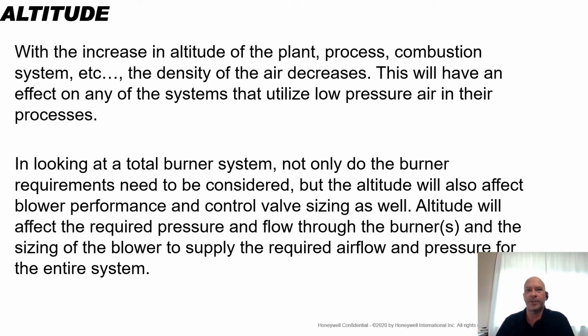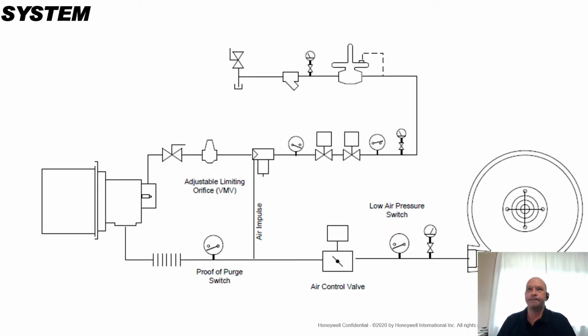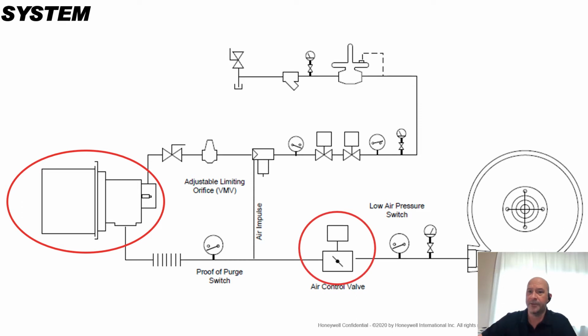When you look at a total burner system, not only does the burner need to be considered, but the altitude is also going to affect the blower performance, the valve sizing, and maybe pipe sizing in the system, possibly depending on what the altitude and the volume is. So the sizing of that blower, maybe even the burner, depending on how much airflow has to go through the burner now, and the pressure of the system is going to affect how that system reacts and needs to be designed. If we look at a typical burner system, the three main components we have to look at are the burner, the air control valve, and the combustion air blower, because those are the things that are handling and flowing that air through the system.